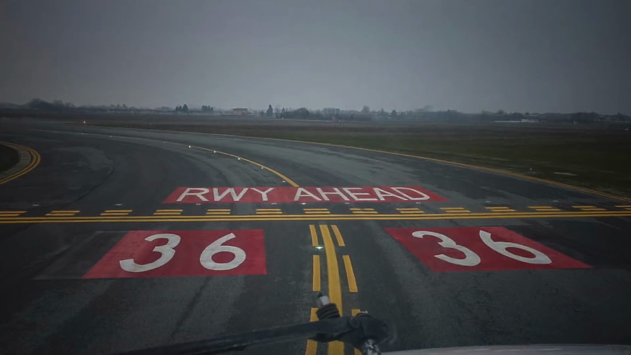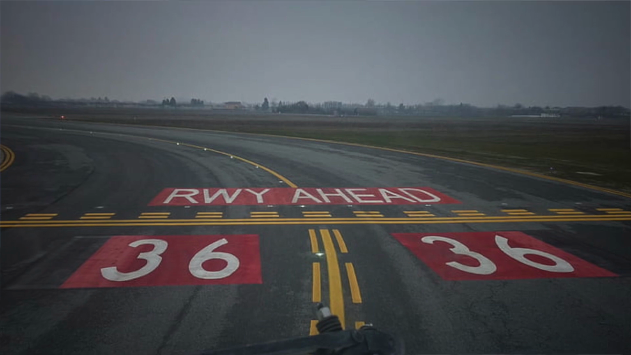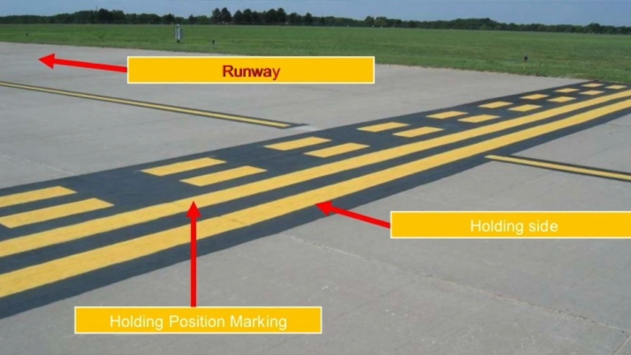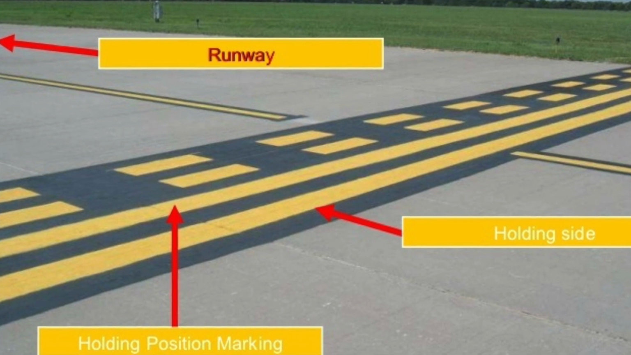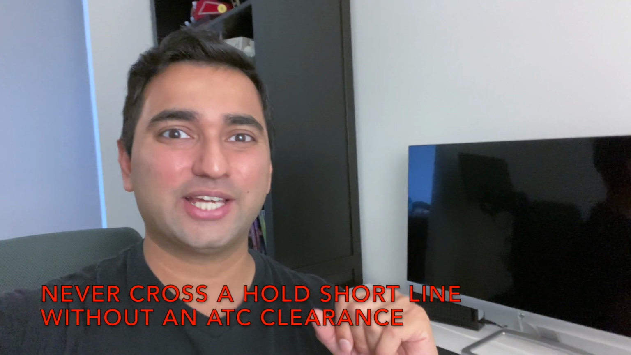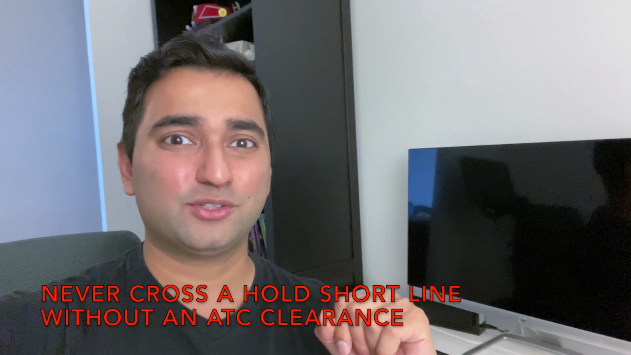What is holding short? Holding short is a term you're using when you haven't actually crossed a line. There's a line that connects each taxiway and a runway, and that's the hold short line. It's very obvious, the hold short line, because it has 2 solid lines and 2 dashed lines. You never ever cross a hold short line unless you get a clearance from a controller. Remember that for the rest of your career.